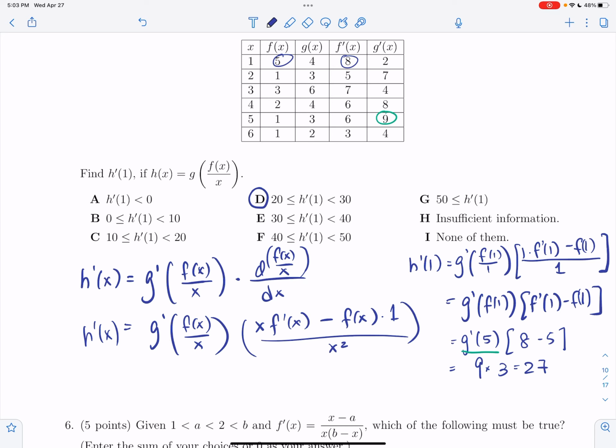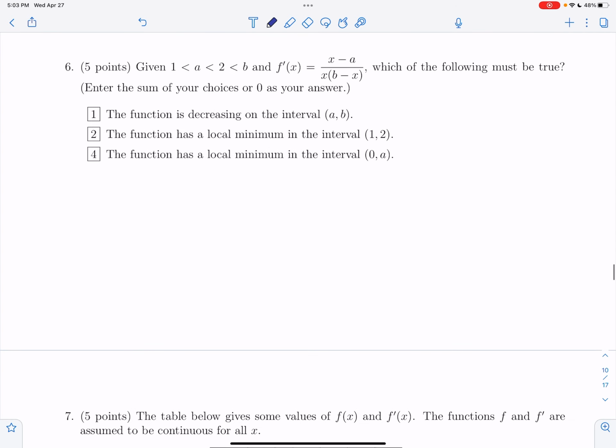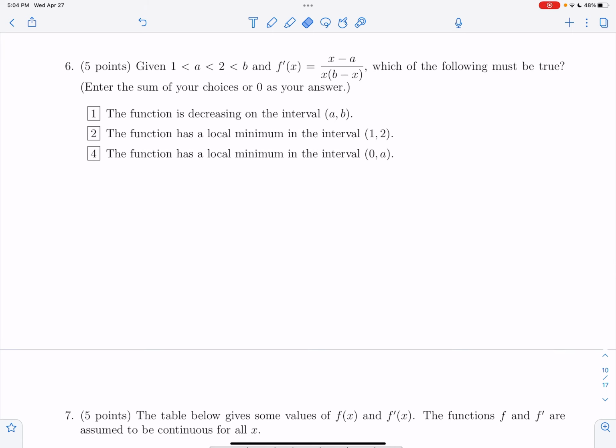Okay, so let's move on to the next problem. And let's look at this. You're given 4 points, 1, a, 2, and b, where a is strictly between 1 and 2, and b is strictly bigger than 2. And you're given this function f's derivative, f prime of x is x minus a over x times b minus x. Which of the following must be true? The function's decreasing on the interval, has a local minimum, has a local maximum in the interval 1 to 2, has a local minimum on the interval 0 to a.